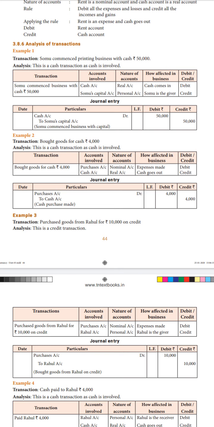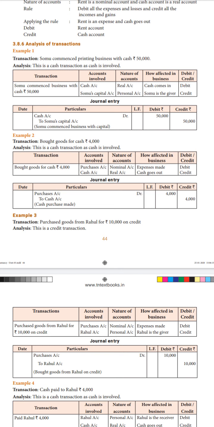Whenever we write capital account, we have to prefix the person's name. Here it is given as Somu commenced business, so Somu is bringing the capital. You will write it as Somu's capital account. That is what is written in the accounts involved column. The third column says nature of account. So cash account, as we all know, is a belonging of the business. It is a real account.